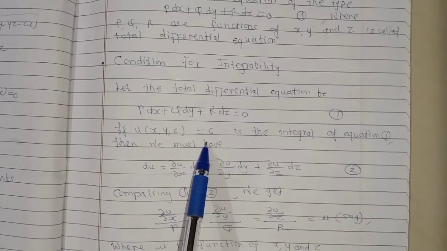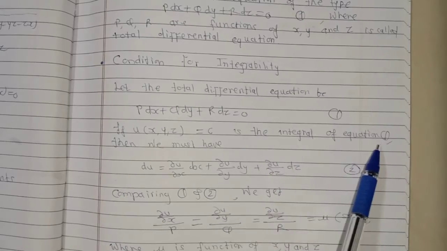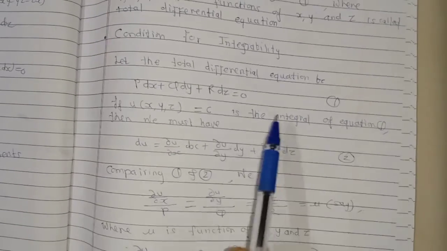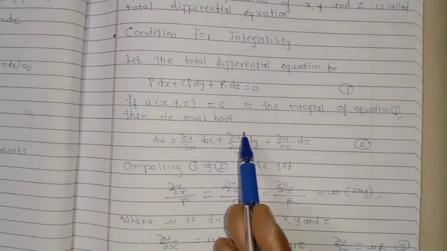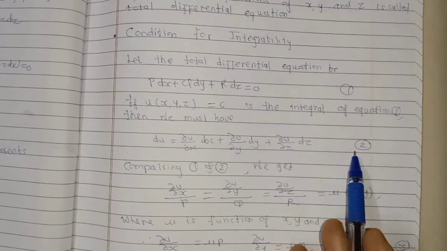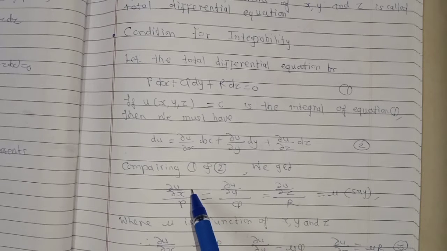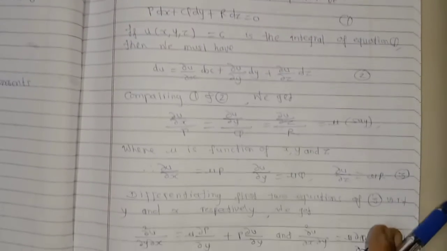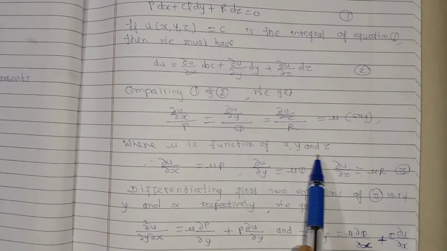If u equal to c, where u is a function of x, y, z, is an integral of equation 1, that is, a solution of equation 1, then we must have du equal to ∂u/∂x dx plus ∂u/∂y dy plus ∂u/∂z dz equal to 0. Denote this as number 2. Comparing 1 and 2, we get (∂u/∂x)/p equal to (∂u/∂y)/q equal to (∂u/∂z)/r equal to mu, where mu is a function of x, y and z.